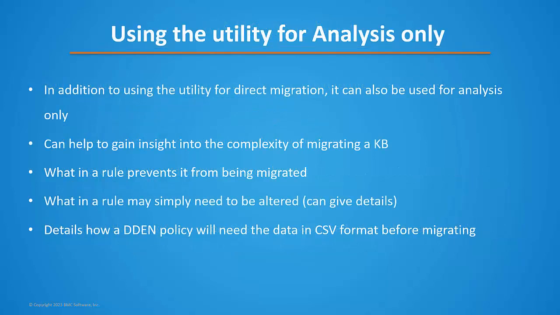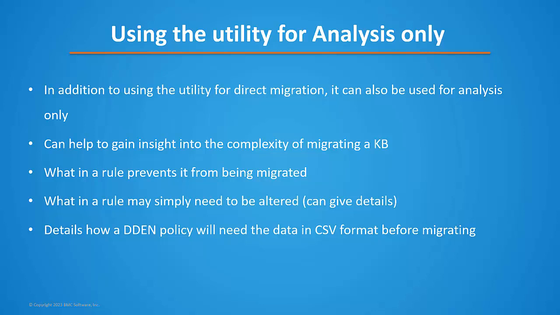Let's talk about using the utility for analysis only. So in addition to using the utility for direct migration to your BHOM instance, it can also be used for analysis of the rules and policies. It can help you gain insight into the complexity of migrating a KB. It can show you what in a rule prevents it from being migrated, if anything does. You can also get some hints within the utility, or it'll give details on what may simply need to be altered.